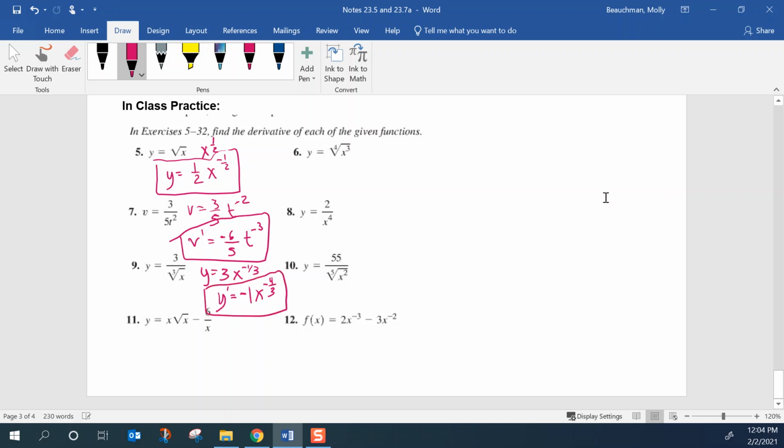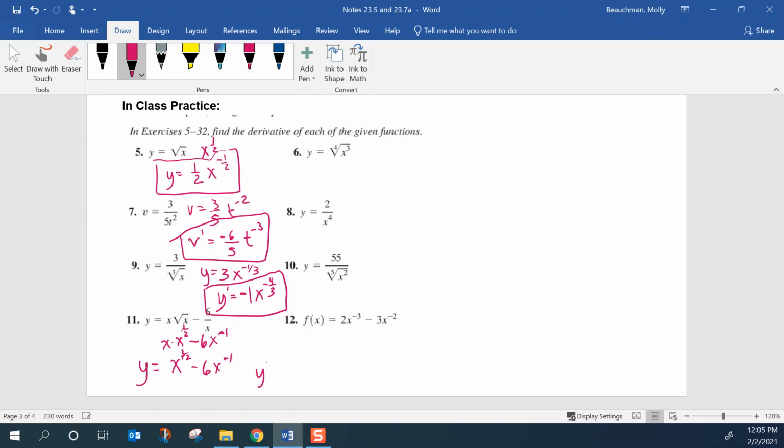Last example, x times the square root of x. Rewrite as a fractional power. That's x times x to the 1/2 minus 6x to the negative 1. X times x to the 1/2, add the powers. 1 plus 1/2 is x to the 3/2 minus 6x to the negative 1. Now it's in a format where you can take the derivative.